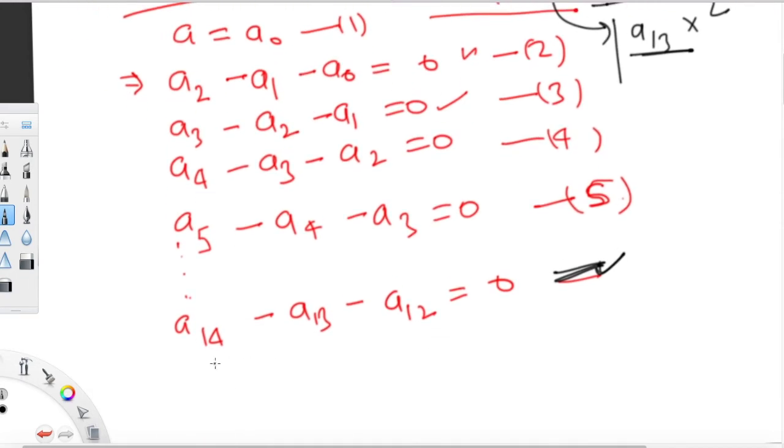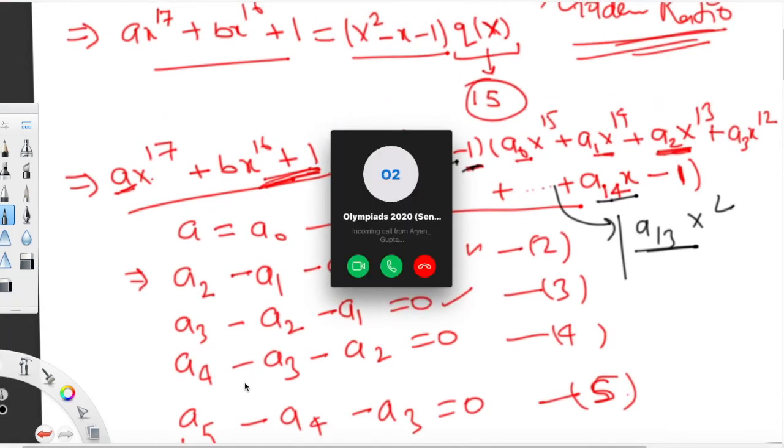The next term I will compare is x square. I will compare the coefficient of x square. The coefficient of x square is on this side.